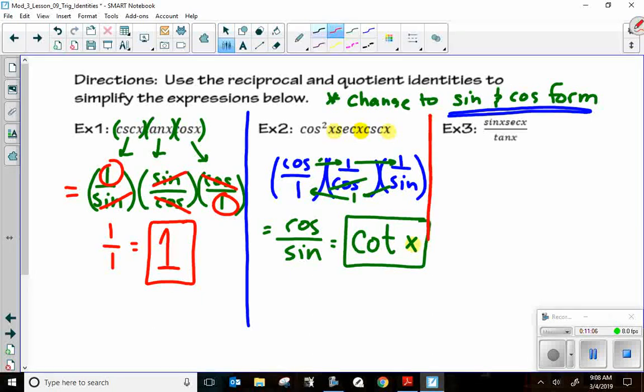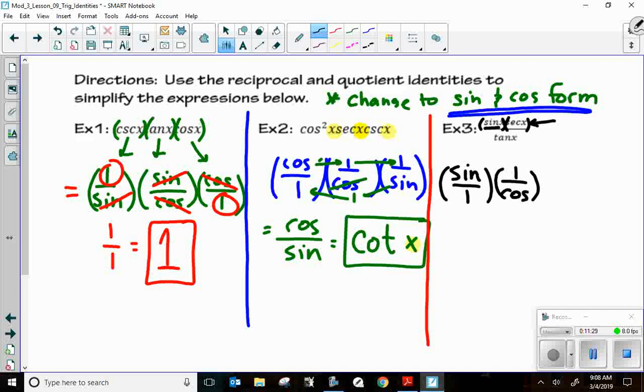All right. On to the next one. What do we got here? Okay, ooh, a fraction. So I'm going to work with the numerator first. I have sine, which I'm going to leave alone. Put that sine over 1, times, that's sine. Secant is the reciprocal of cosine, so I'm going to do that, all over tangent, which really is sine over cosine.